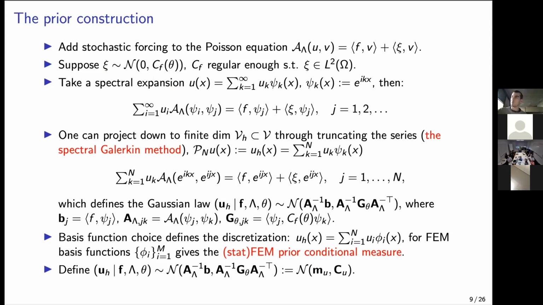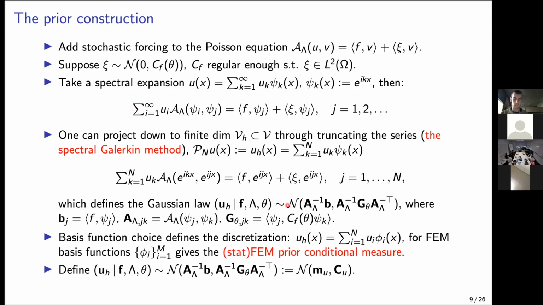But then we're going to take a spectral expansion of U. This time, remember, I'm going to make the sum over infinite dimensions because you can then get a nice projection. And so we end up with this infinite dimensional system here. This infinite dimensional system, though, is not of much use because you can't throw infinitely many things into a computer. And so to solve it, we're going to project down to a finite dimensional space by truncating the series. By truncating the series, we can define this finite dimensional linear system, like you can usually do with FEM. And this defines the Gaussian law over the system.